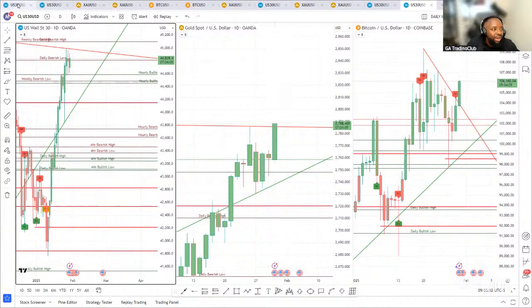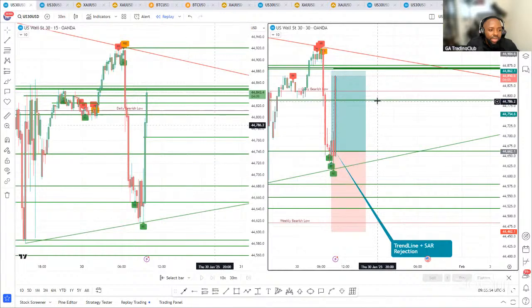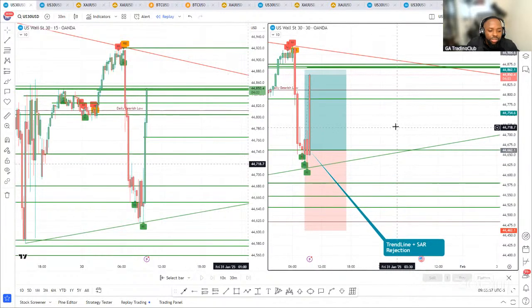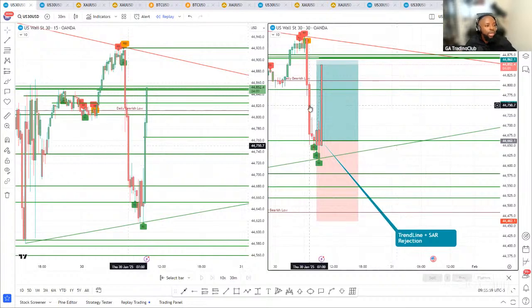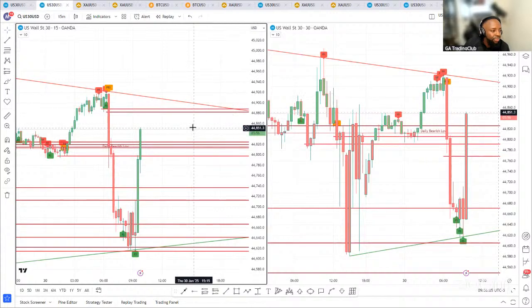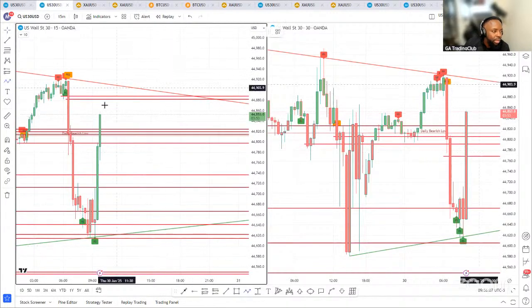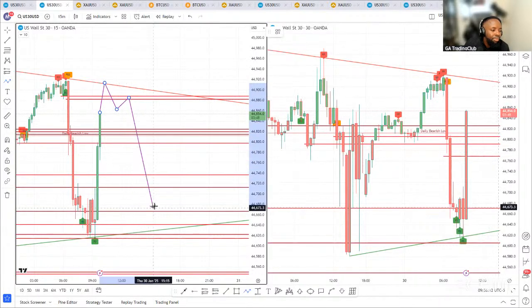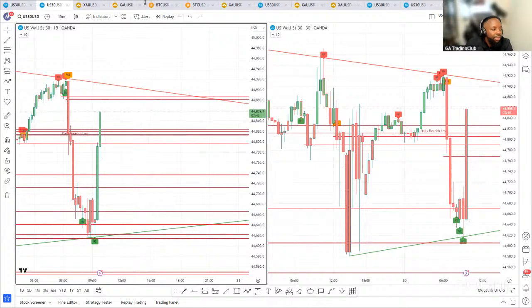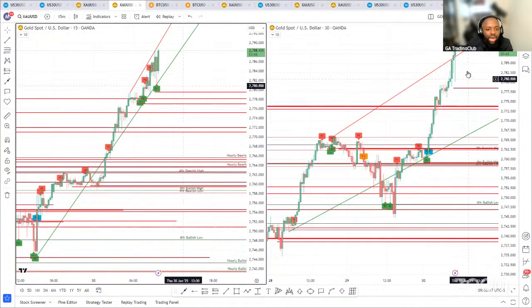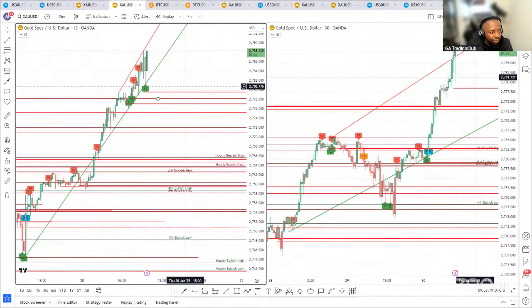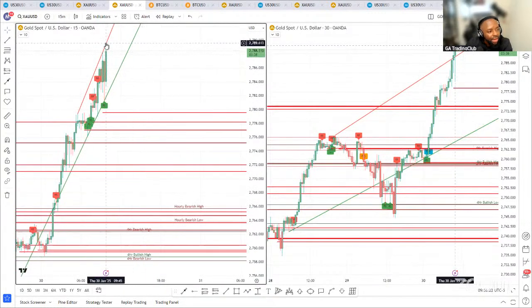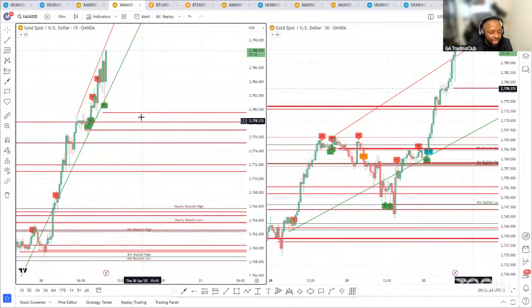So knowing that, this US 30 rejection, trend line and SAR rejection, is almost hitting TP. And for today, unless US 30 comes up here and has a rejection and then we close below this area, maybe I would enter a sell on US 30, but that's going to have to be later. For gold, I don't see any sell today unless for some reason gold shoots back down below 2780 and closes below there. But until then, I do not see anything.